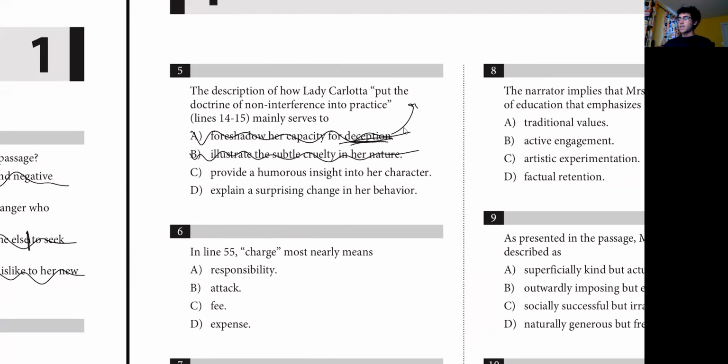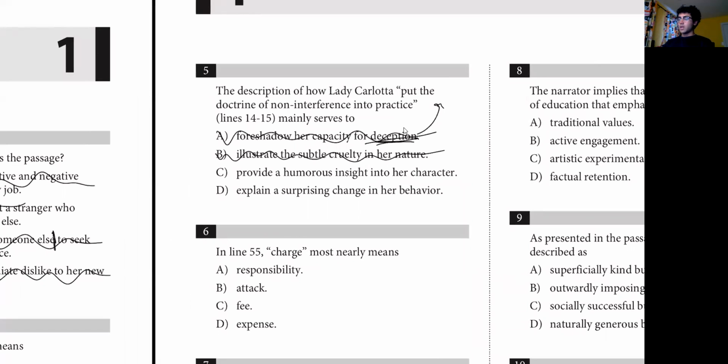C, provided humorous insight into her character. Yeah, exactly. This was one time she put the non-interference into practice, and this is kind of funny, right? Can you imagine just drawing something, ignoring someone getting chased by a wild boar? It's like some type of Tom and Jerry thing right there. At least that's how I think about it.